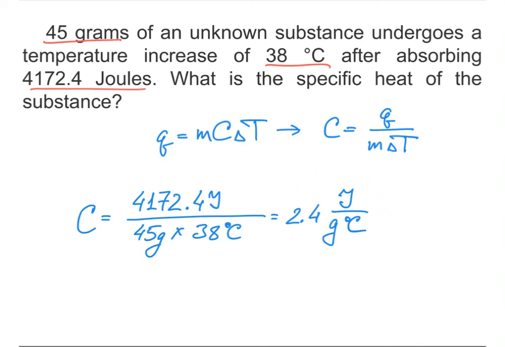And I want you to notice how nicely the units of our numbers end up with the unit of the specific heat capacity. We have joules in the numerator, grams and degrees Celsius in the denominator, so our specific heat capacity comes out to be joules per gram per Celsius.